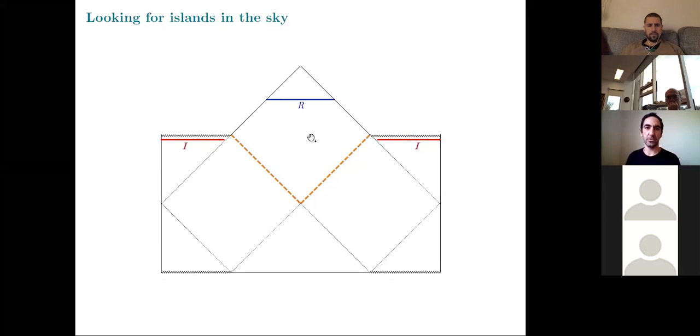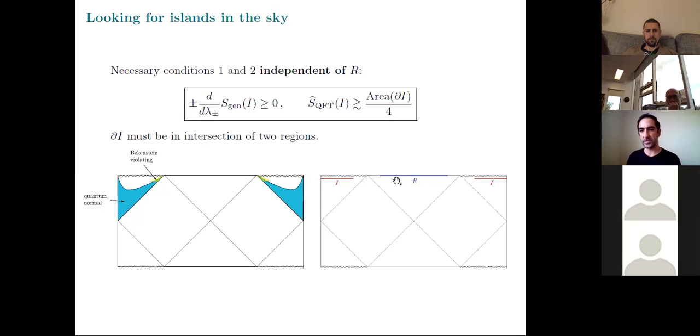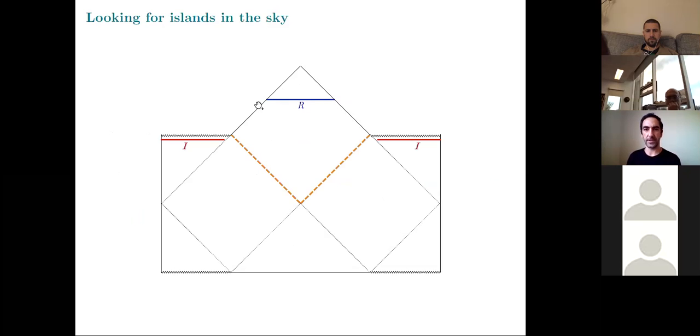And if you compute, again, the entropy of radiation in this region R over here, you'll find an island that lives, again, in the black hole interior over here. This setup is very much like this setup here. It doesn't really matter whether you put the region over here or inside a flat space bubble here. The point is it's still measuring the entropy of radiation.